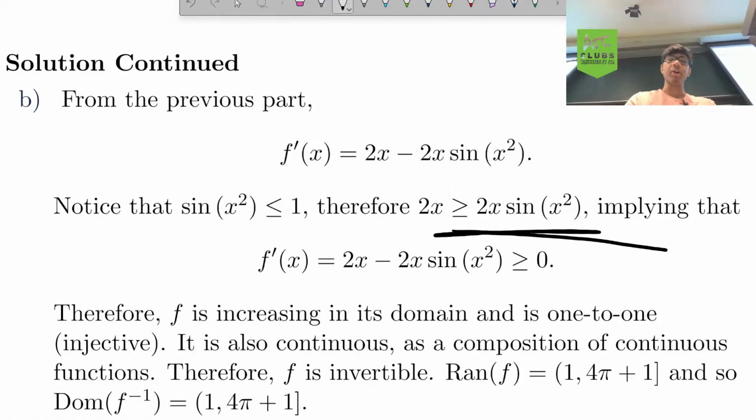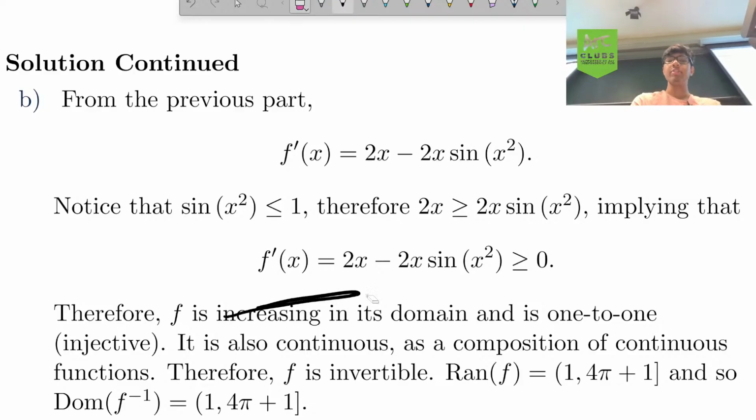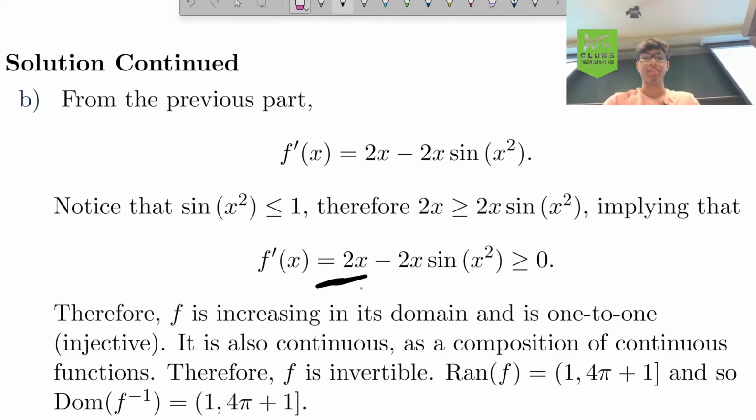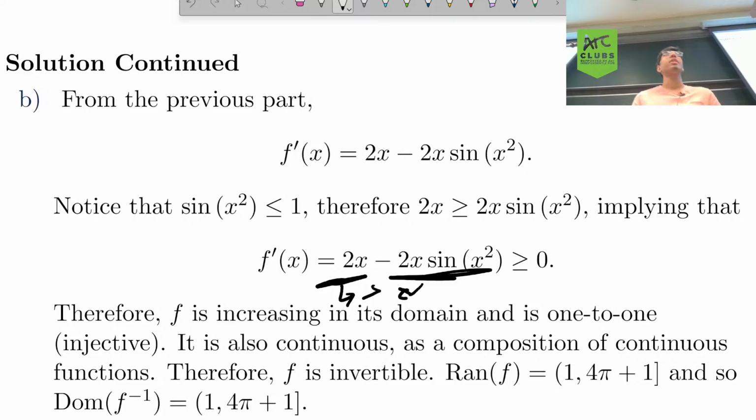Hopefully that makes sense as well. There's nothing special there, just multiplying each side by 2x. My derivative ends up being 2x minus 2x sine x squared, and this will be greater than or equal to 0. Why? Because this is bigger than this. Does that make sense? Yeah?